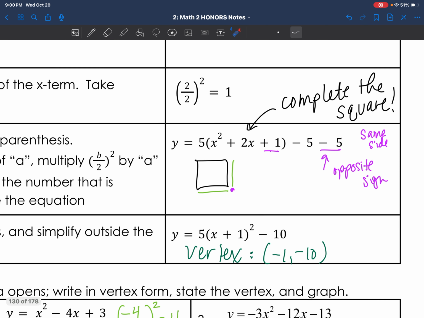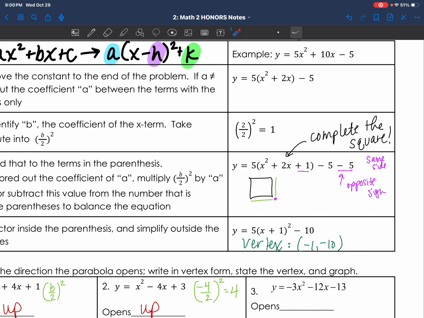All right. Now, what you're going to do is write this. Remember, we said this was x plus 1 because we did b divided by 2, which equaled 1. So we're putting that in there, and we're going to bring our 5 down here. Then we combine these two to give you -10. Right here, it would be y equals 5 times (x plus 1) squared minus 10. So this is your vertex form. Here you can easily figure out what the vertex is if it asked, which would be -1, -10. So that's one way to do it.